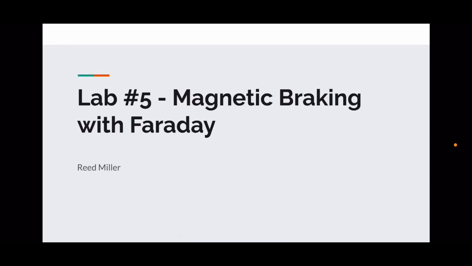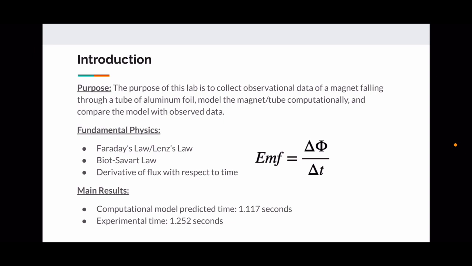This is lab number 5, magnetic braking with Faraday. The purpose of this lab is to collect data of a magnet falling through a tube of aluminum foil, model that data computationally on GlowScript, and then compare the model with our observed data.